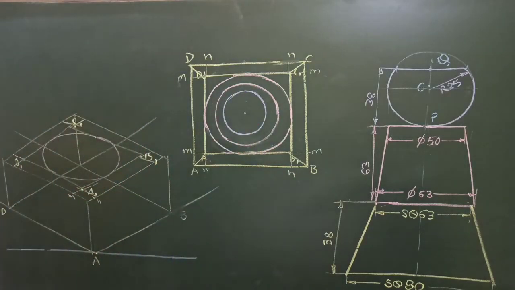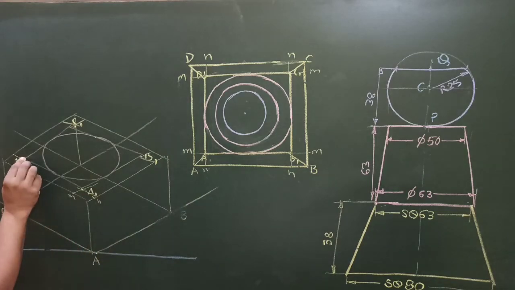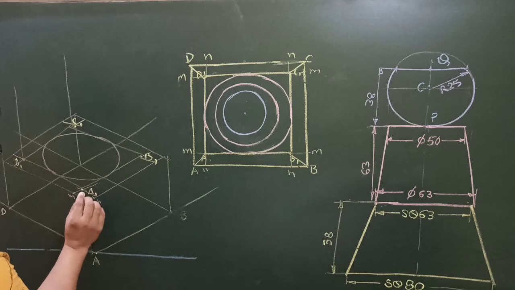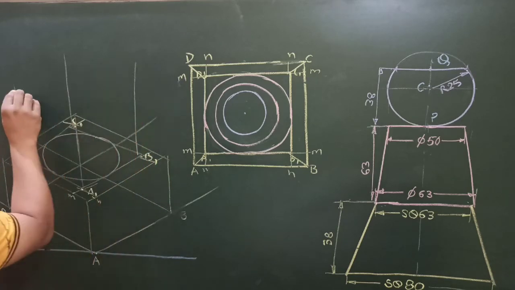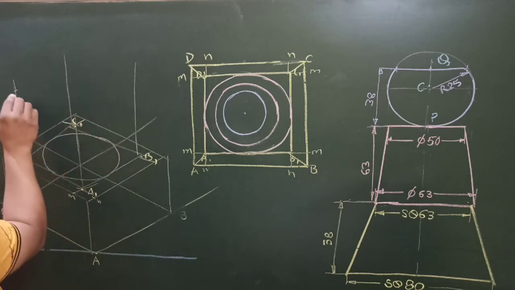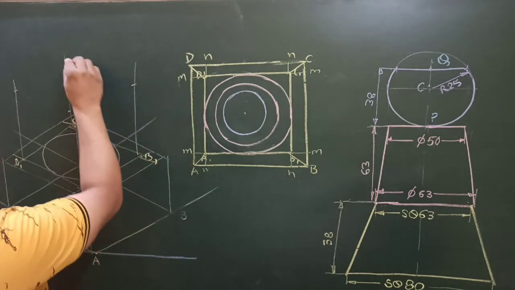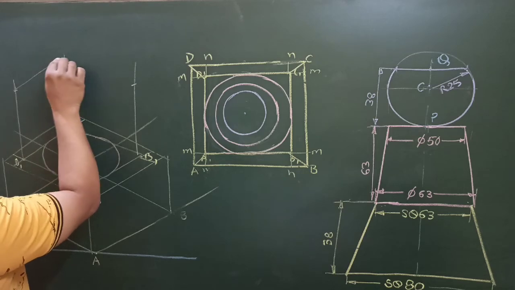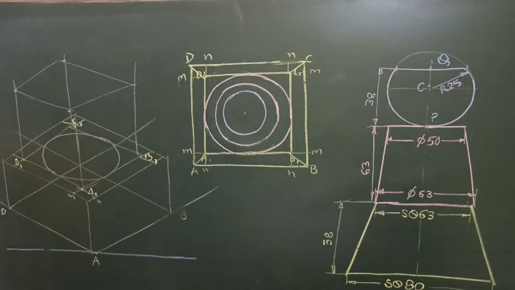Now you have to move again at a height of 63 mm. So we can move, this is 63, 63, 63 and this also 63, and then cut here this particular height, so that you are getting points for the top face of the conical part. So this you have got.